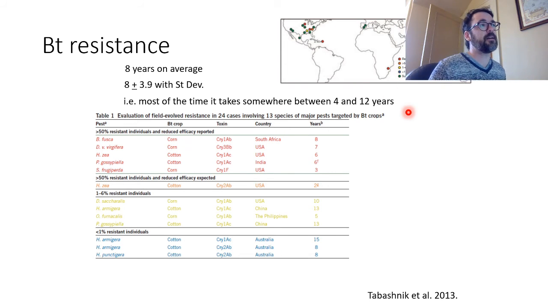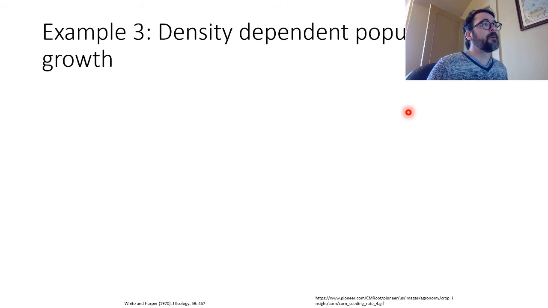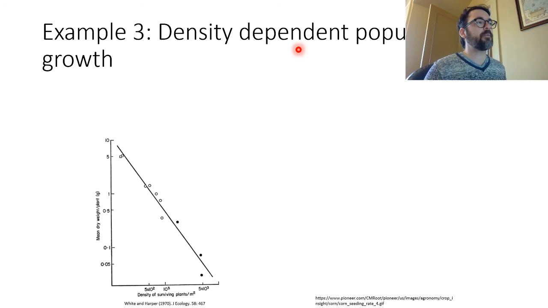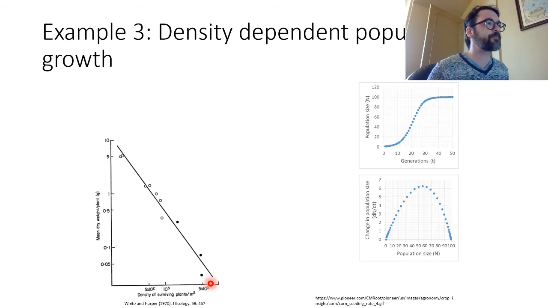It's pretty impressive. And then the third example I want to give you is density-dependent population growth. I already gave you this exact slide, right, where we talked about the self-thinning effect, where if we manipulate the density of plants in a field, the size of each individual goes down over time. This is called the self-thinning rule.